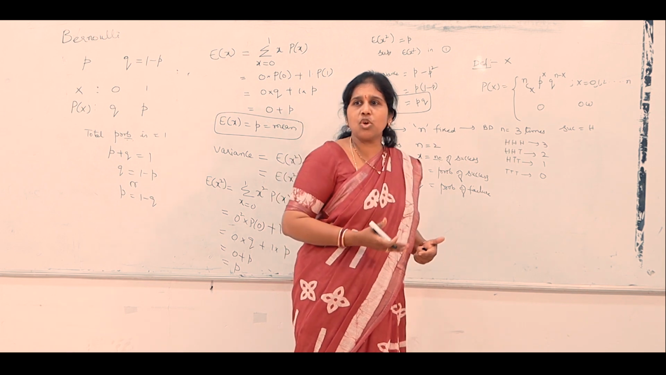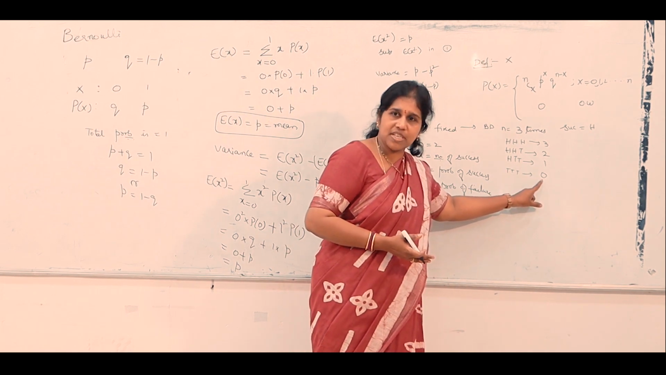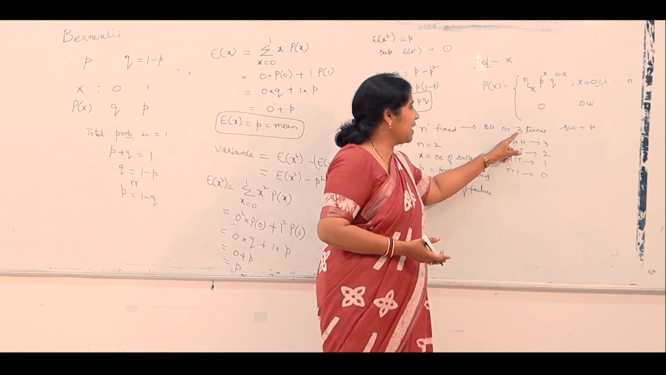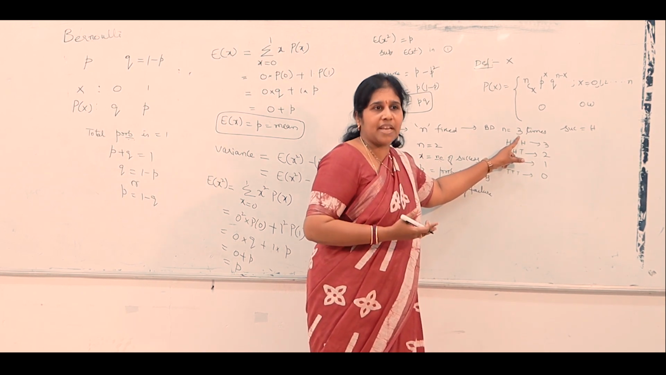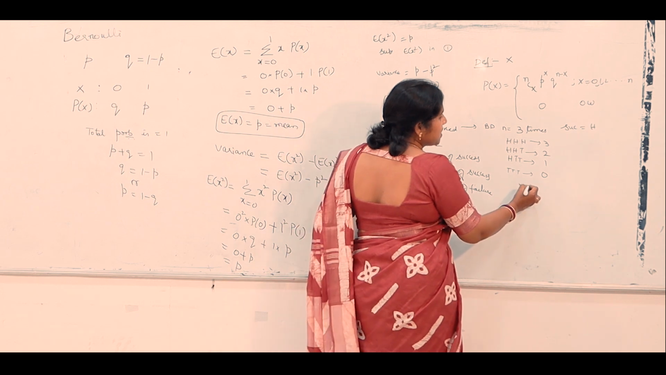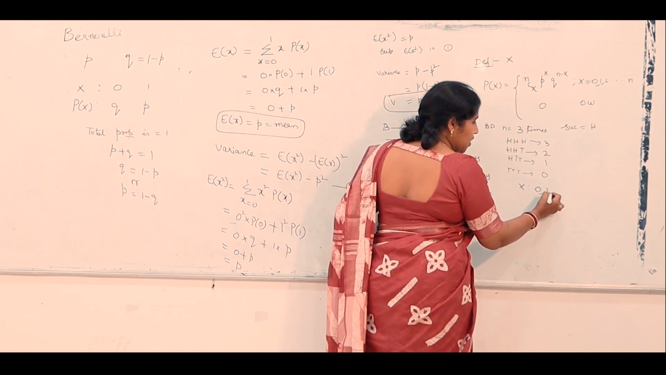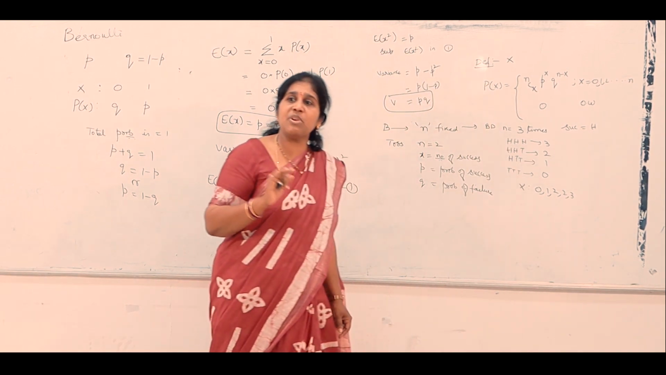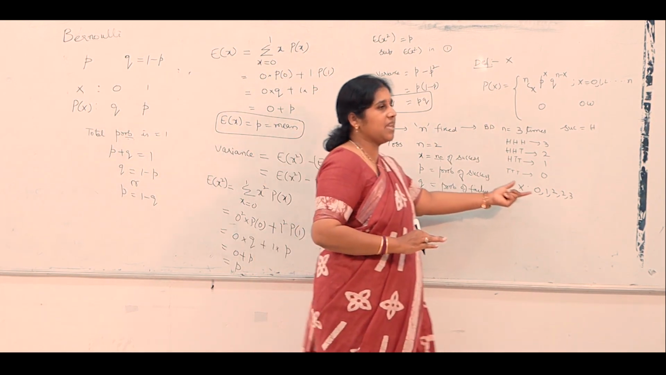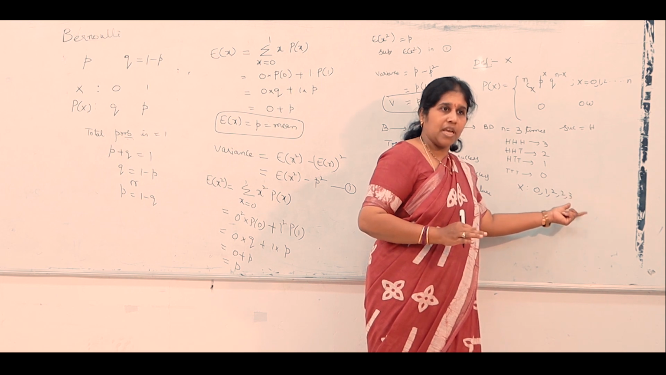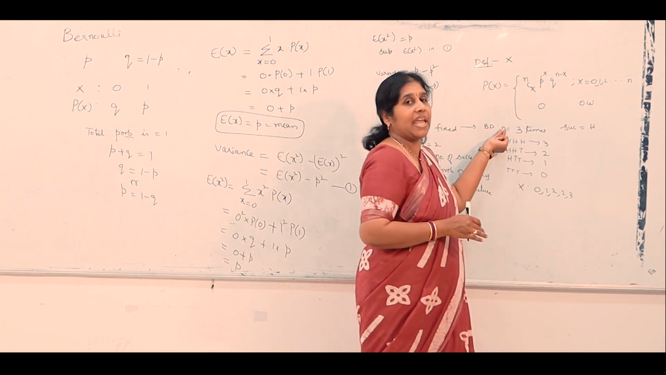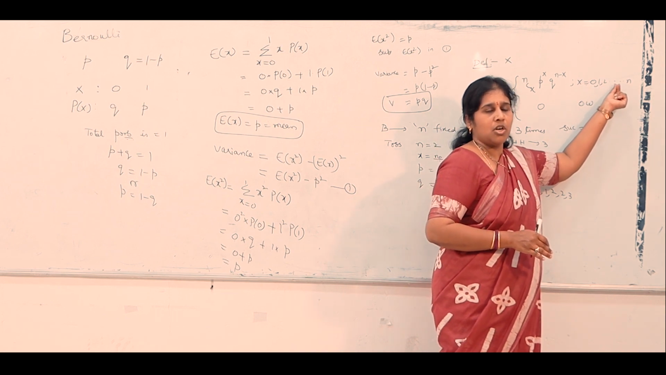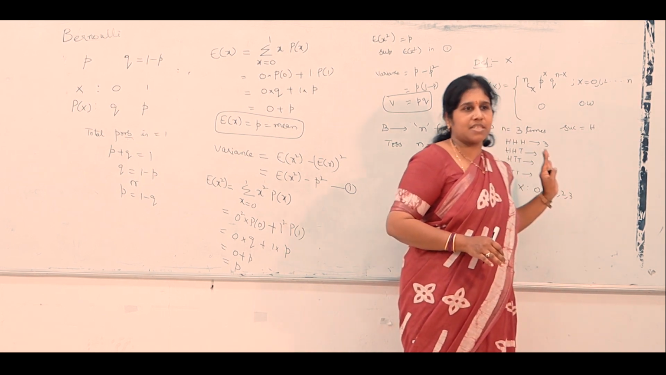So what is the range? What are the possible numbers of successes? It can be 0 success, 1 success, 2 successes, 3 successes. How many times am I doing an experiment? 3 times. So the possible successes can be 0, 1, 2, or 3. Similarly, if I do an experiment n times, the successes are 0, 1, 2, and so on up to n.